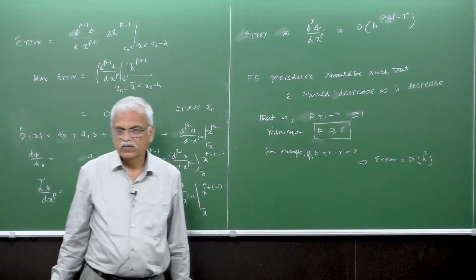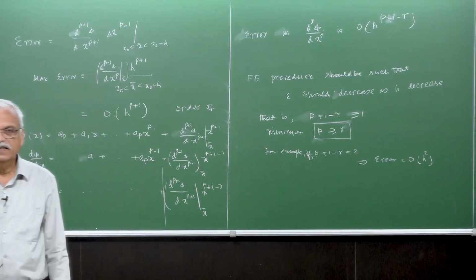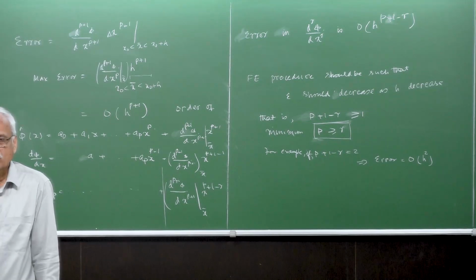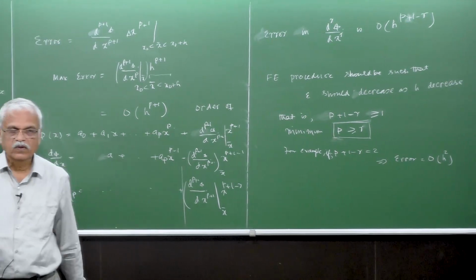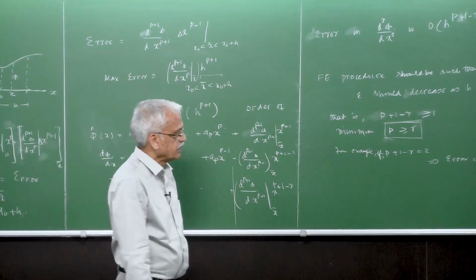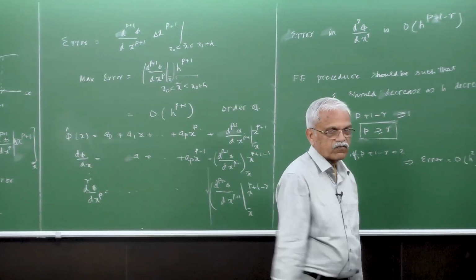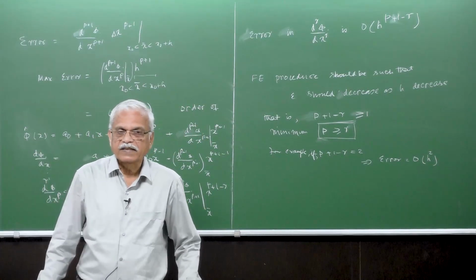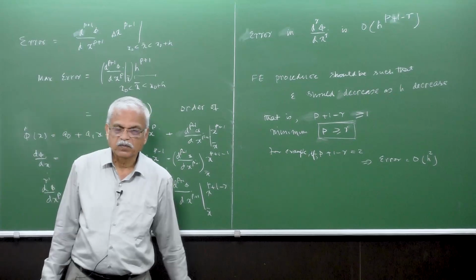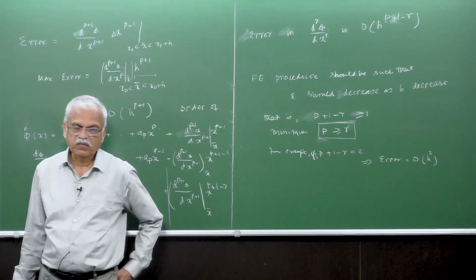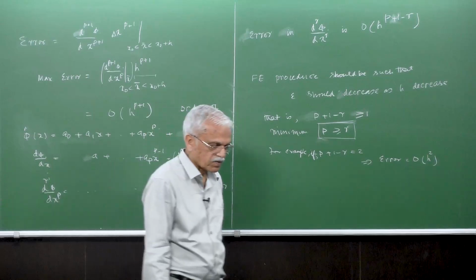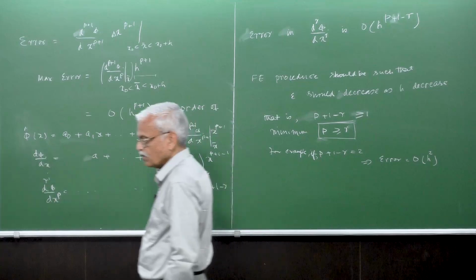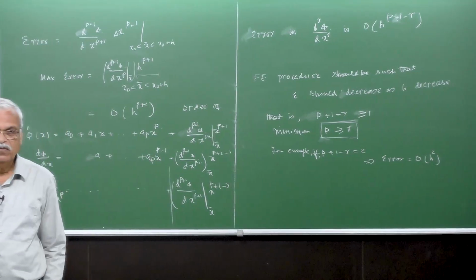So what does that mean? That means that if h reduces to half, then error will reduce to 1/4, so it is half to the power of 2. Or if h becomes 1/3, then error becomes 1/9. So it makes much more sense to use higher order polynomial approximations, because the error will reduce faster.